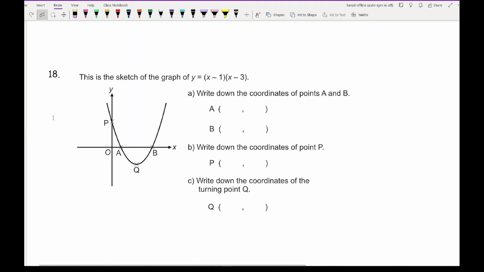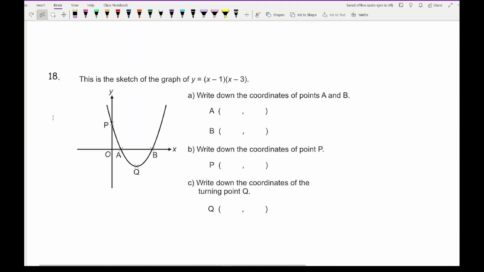For question 18, it says this is a sketch of the graph of y equals (x minus 1) multiplied by (x minus 3). Write down the coordinates of points A and B. Now, A and B are the roots, so we just need to solve this quadratic equation where y equals 0. So here we're looking for x equals 1 and x equals 3. A is the smaller of the two, so that's going to be (1, 0), and B is going to be (3, 0).